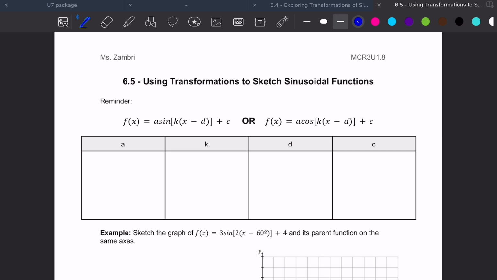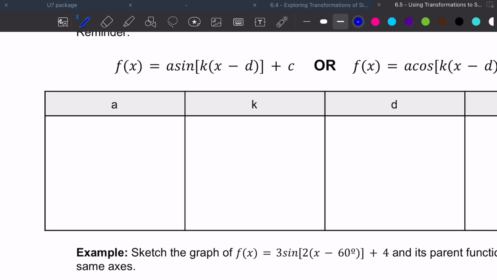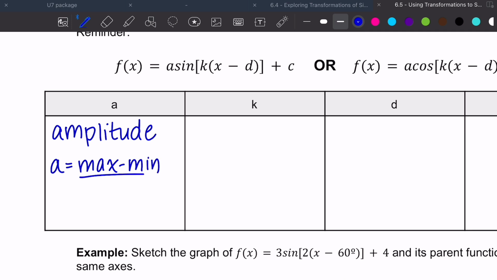So as just like a quick little run through, we said that A, which is usually in charge of vertical stretches and compressions, this was now our amplitude, which we could calculate as max minus min divided by 2. And like I said, I'll make the little note here that this was for vertical stretches and compressions and reflections in the x-axis.